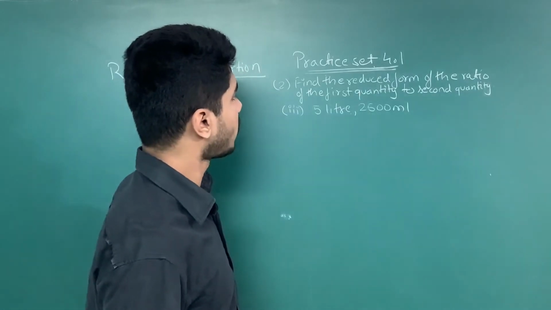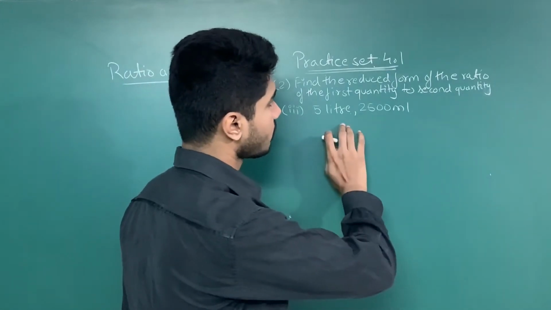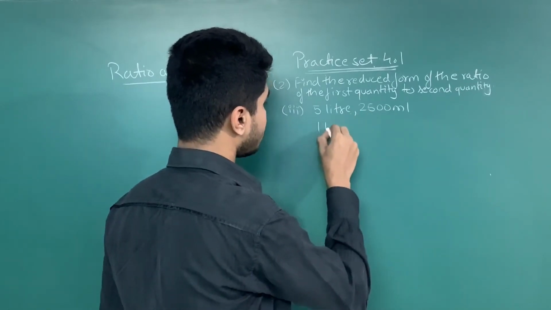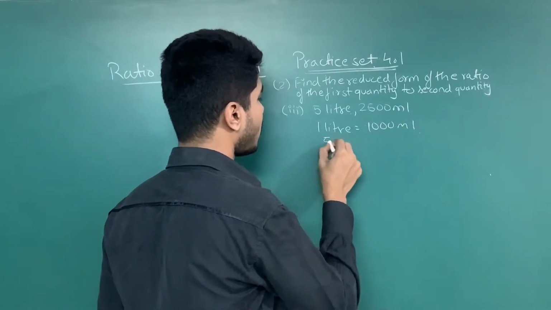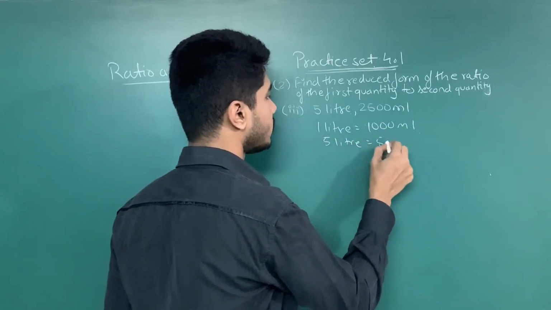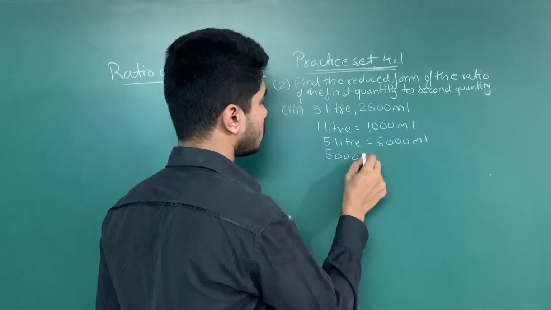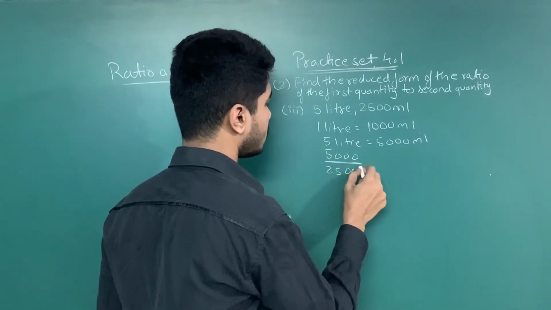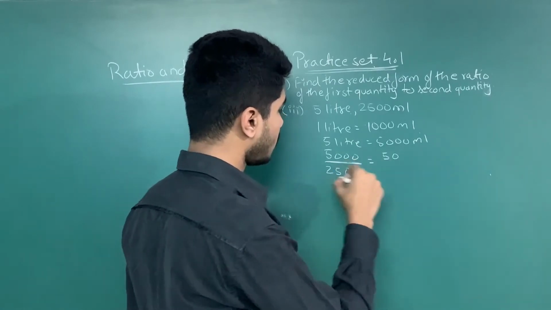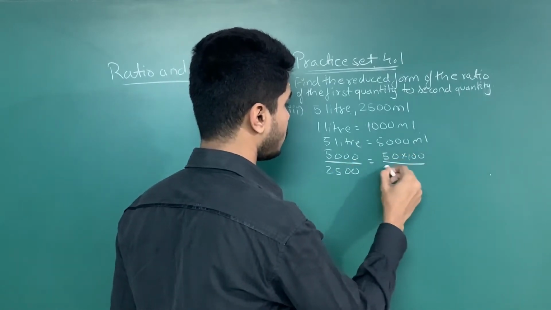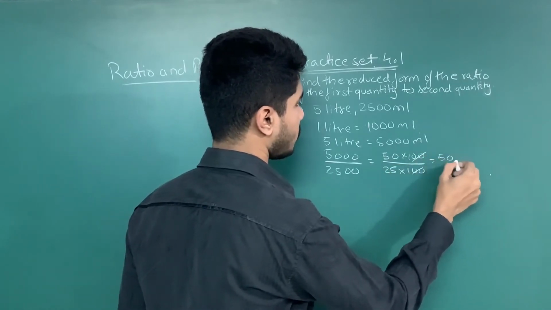Third question, 5 liters, 2500 milliliter. So we have to convert this into the same quantity, you can say same unit. So we know that 1 liter is equal to 1000 milliliter. So 5 liter will be 5000 milliliter. So when you take the ratio, that is 5000 upon 2500. So in the reduced form, you can write 50 into 100 and 25 into 100. This both get cancelled, you are left with 50 upon 25.